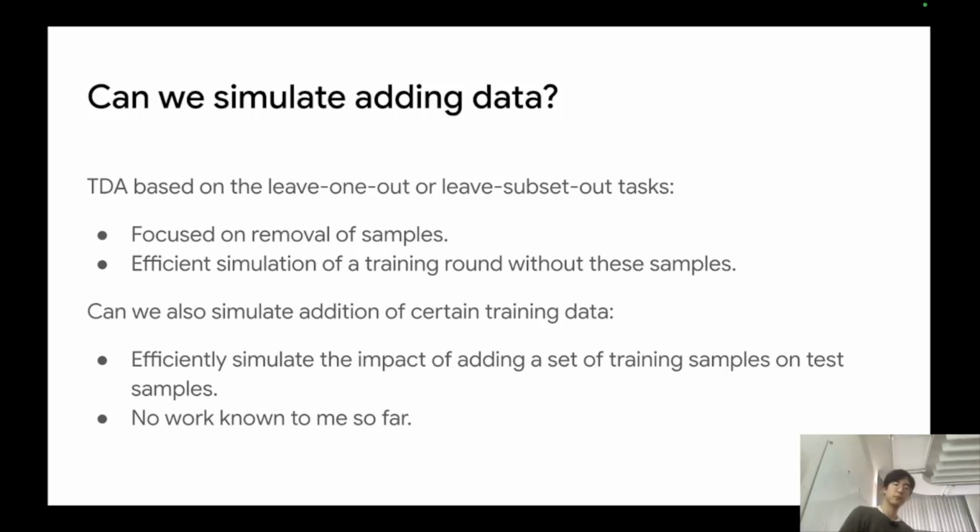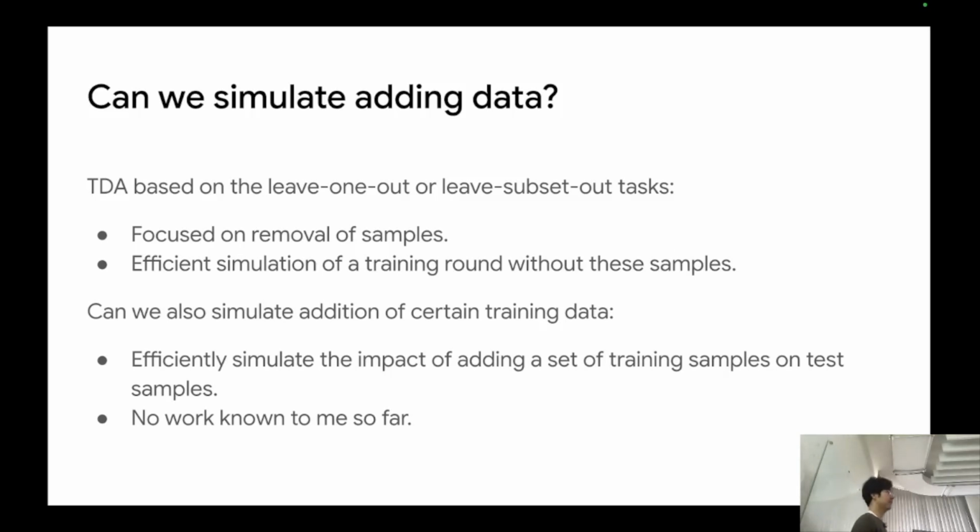Okay, so let me try to wrap up the training data attribution and explainability part. Now let's try to go beyond removal. The question is whether we can simulate adding data as well. Training data attribution based on leave-one-out or leave-subset-out is focused on removal, and the question is how efficiently we can simulate this using influence function, TracIn or data models. We can also try to simulate addition of training data.